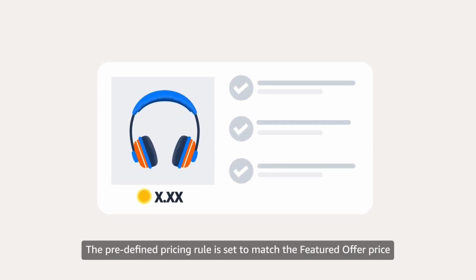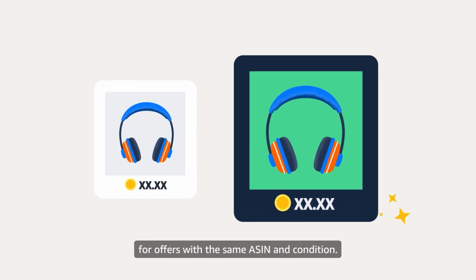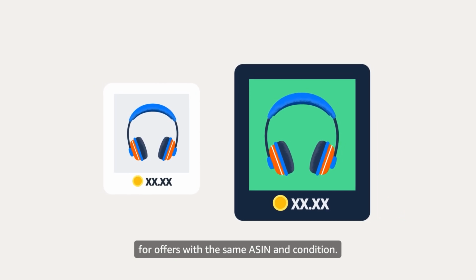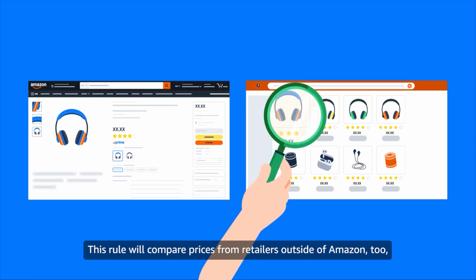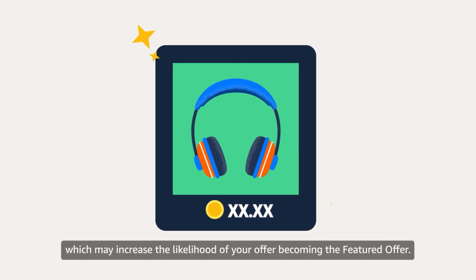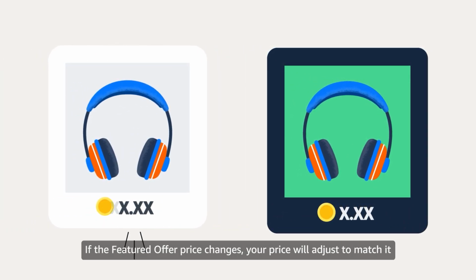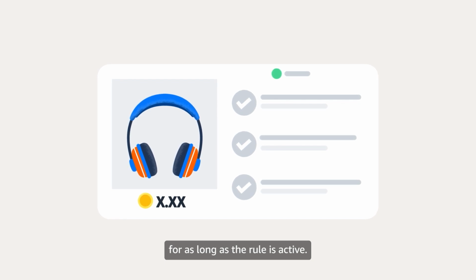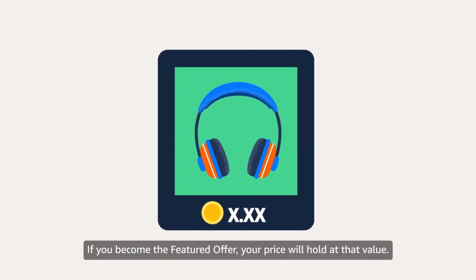The predefined pricing rule is set to match the featured offer price for offers with the same ASIN and condition. This rule will compare prices from retailers outside of Amazon too, which may increase the likelihood of your offer becoming the featured offer. If the featured offer price changes, your price will adjust to match it for as long as the rule is active. If you become the featured offer, your price will hold at that value.